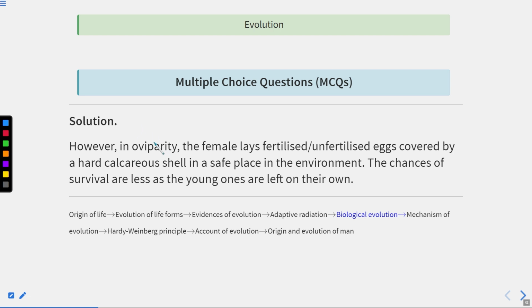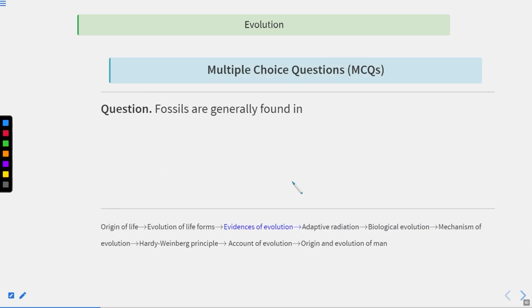Whereas in oviparity, the female lays fertilized or unfertilized eggs covered by a hard calcareous shell. These eggs are laid in a safe place because there are a lot of predators. So to protect the eggs from the predators, they are laid in a safe place, but still the chances of survival are very less. Why? Because the young ones are left on their own, and there are a lot of predators also which eat these eggs. So that's why chances of survival are very less. That's why viviparity is considered to be more evolved.